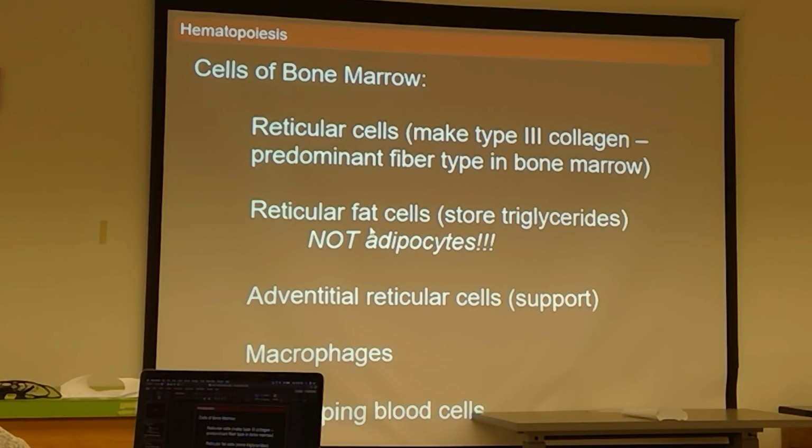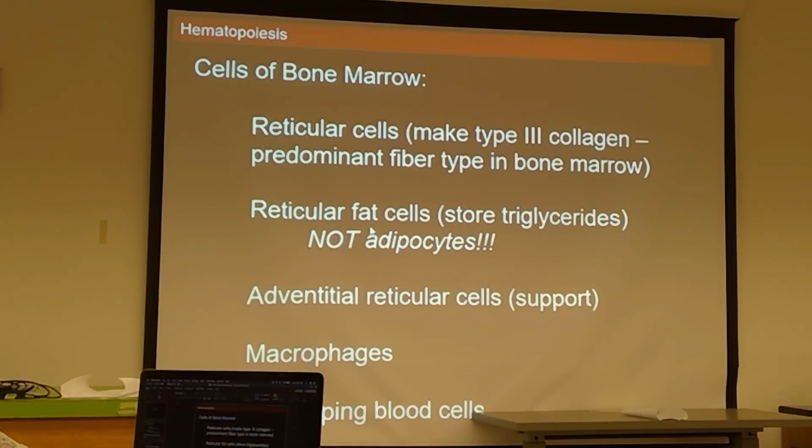Macrophages are going to be here. We do have a decent amount of cell turnover in this area, so macrophages can break down any cells that are dying. So we do want macrophages. And then we're going to see tons of developing bone or blood cells. Okay, so that's something we're going to look for.